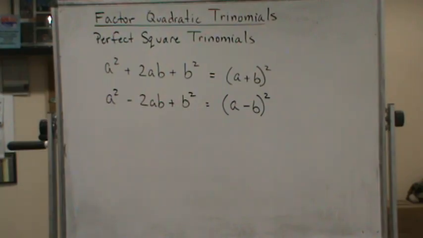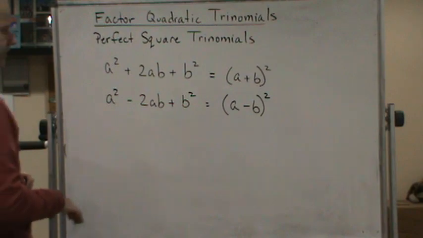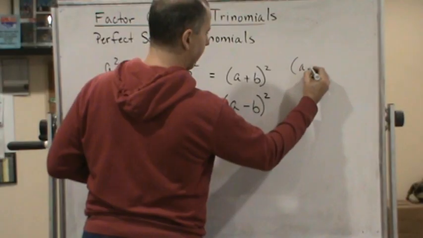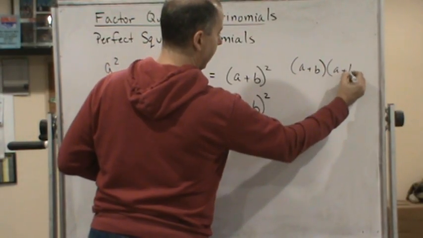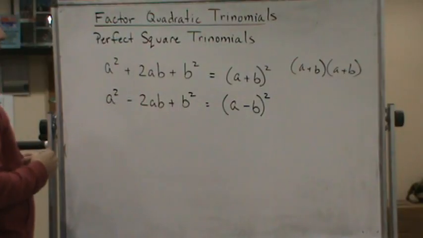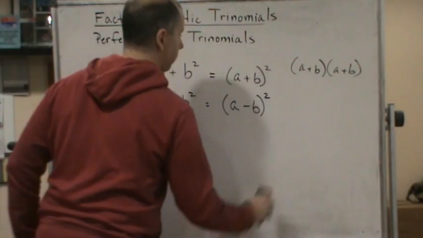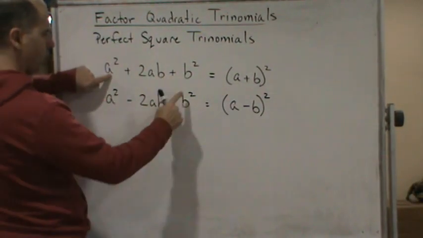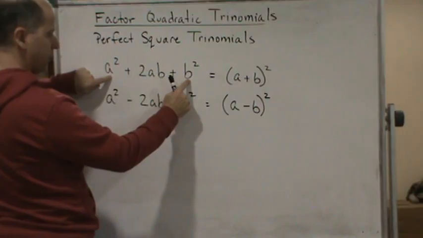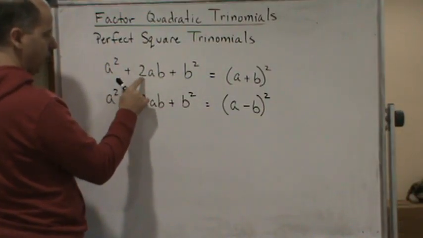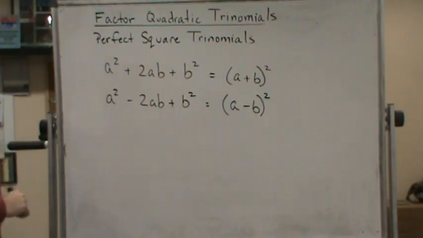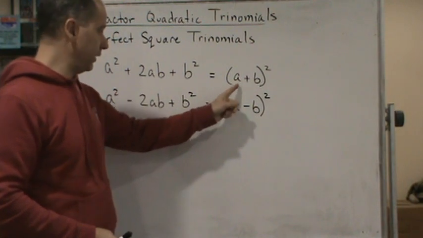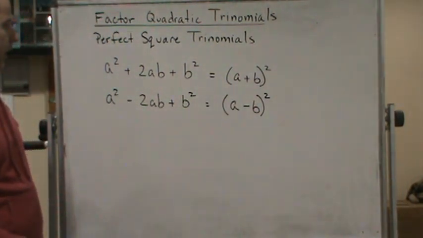Okay? Now you can show this is the case by just showing that, hey, this factors into a plus b times a plus b, right? But if you notice that, again, if the first term and the third term are perfect squares, and you find that the middle term is double the product of what a and b are, then you have a perfect square trinomial, and you can jump to this. All you need to know is what a and b are, and you're done.